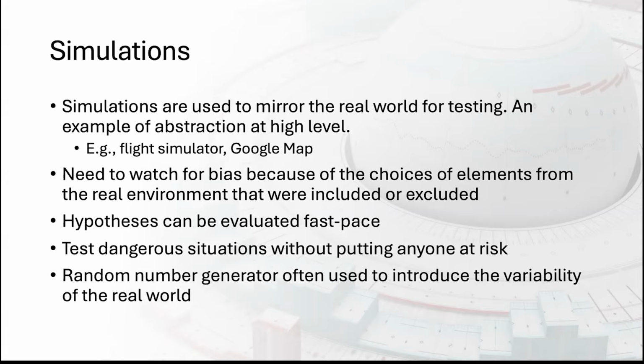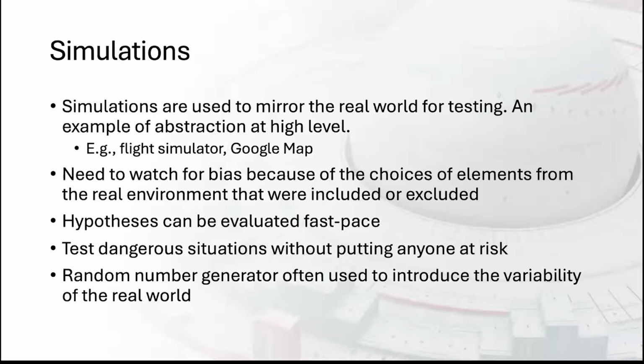So when we use simulation or try to build simulation, we really need to watch for those biases because we're trying to do an abstraction of the real world, right? So obviously, we're going to leave a lot of those details of the world outside this simulator. So the choices of elements from the real environment will definitely influence our design. So with a simulation, we can definitely test out our functionalities, our hypothesis in a fast way, and be able to avoid those dangerous situations without putting anyone at risk.